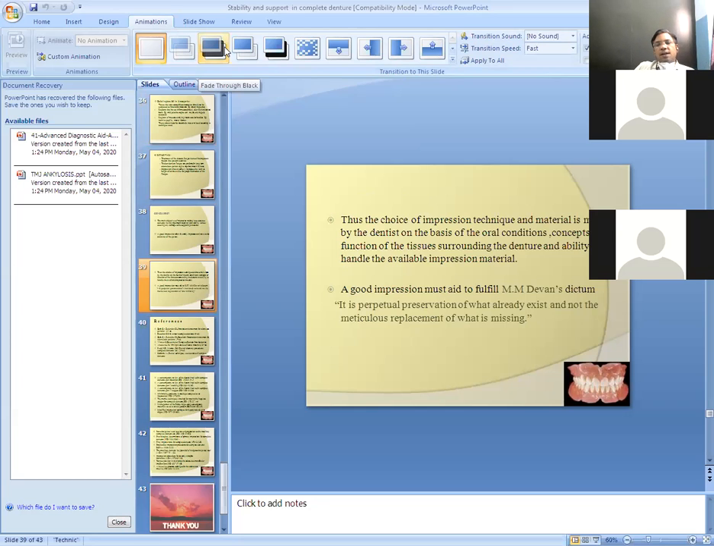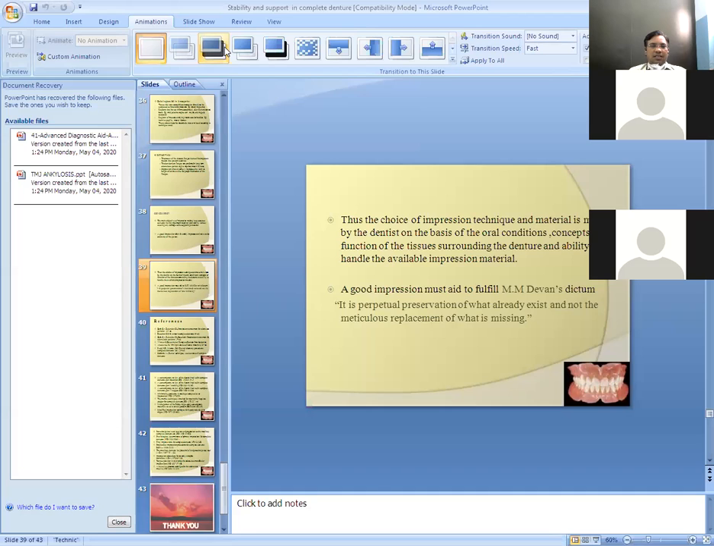So a good impression must fulfill our divine dictum, that is preservation. What is remaining is more important than what is going to be lost. That means for the sake of replacement, don't hamper or harm your natural oral structure. Replacement is the reason the patient is coming, no doubt, but you have to preserve what is remaining. That is the reason your natural teeth, your natural gingiva, your natural oral structure are more important for denture success.